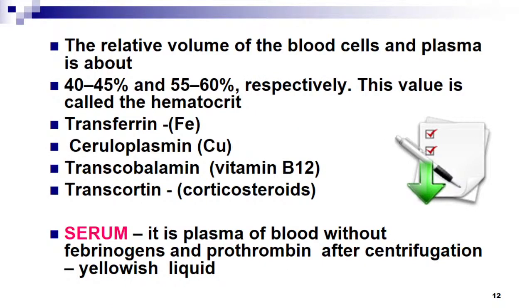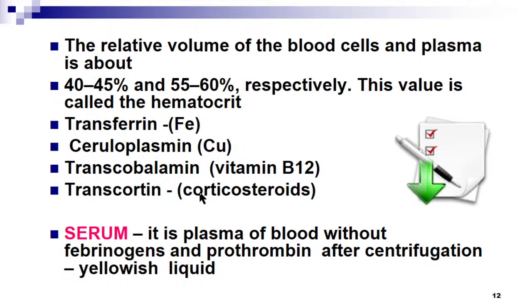The relative volume of the blood cells in plasma is about 40 to 45% and 50 to 60%, respectively, between the two human genders, female and male. Males have a higher level of hematocrit, and females less, 40-45. This value is called hematocrit. Hematocrit is the relation between the relative volume of blood cells and plasma. Hematocrit, definition. Was it written now, yes?